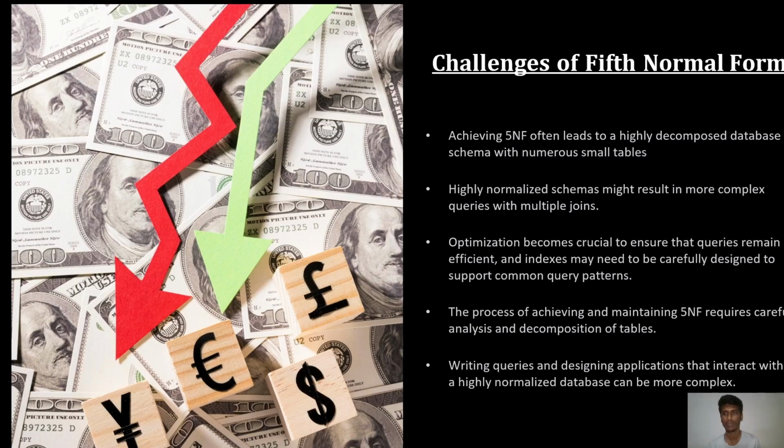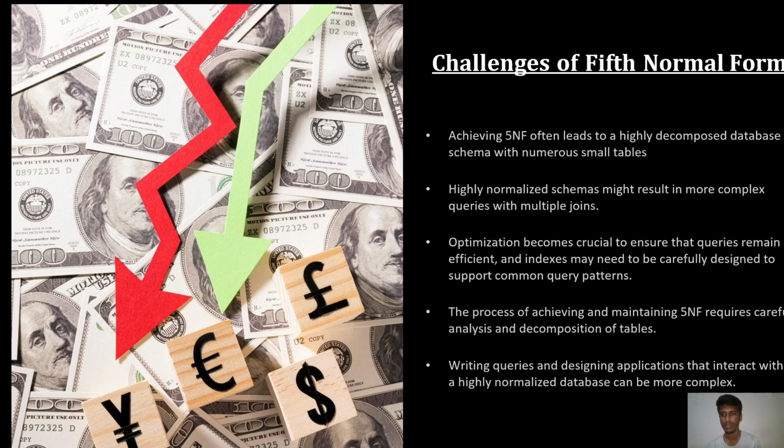Next, challenges of fifth normal form. Achieving 5NF often leads to a highly decomposed data schema with numerous small tables. By decomposing all the data, we get smaller tables. It is a challenge faced by the fifth normal form. A highly normalized schema might result in more complex queries with multiple joins. It results in more complexity in queries and more joins being formed.